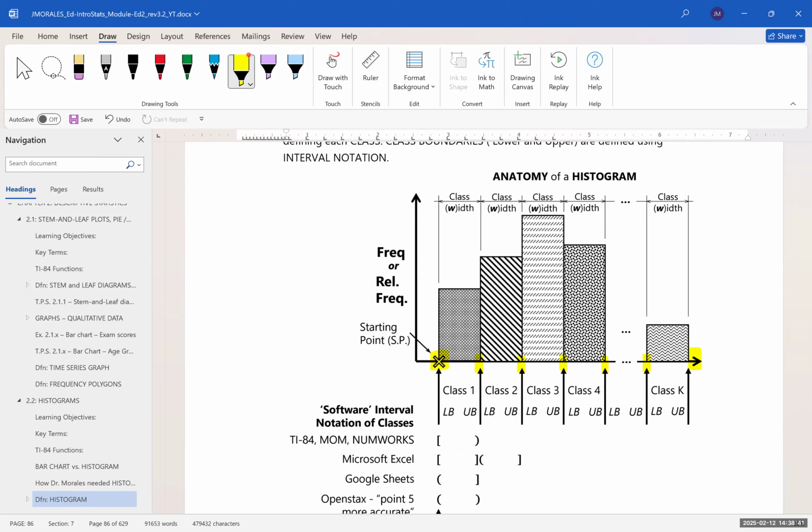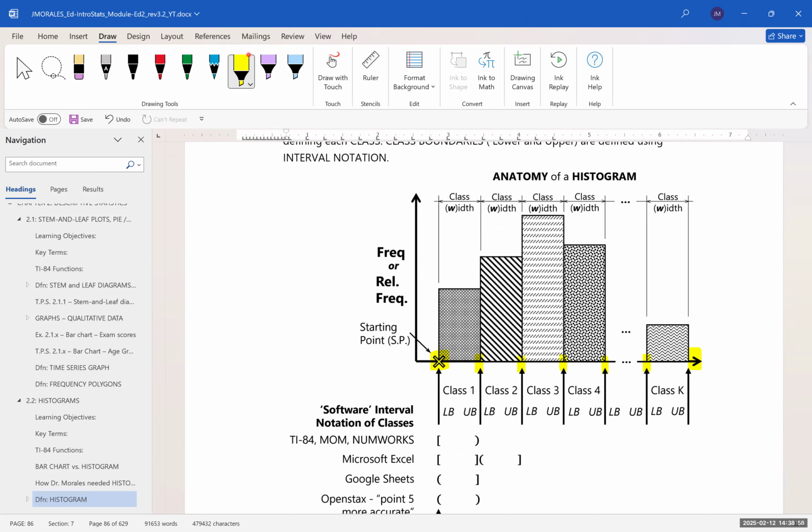Now, what makes teaching histograms difficult from my perspective, and maybe difficult from a student's perspective, is it would be nice if every calculator and every software package drew histograms exactly in the same way.